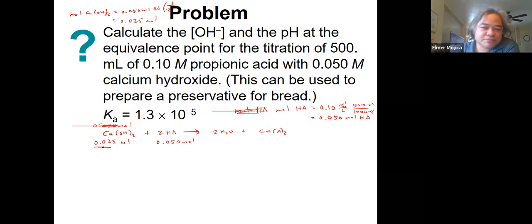Now, what else do we need to do with the calcium hydroxide? So we're given the number of moles. We also need to determine the volume.